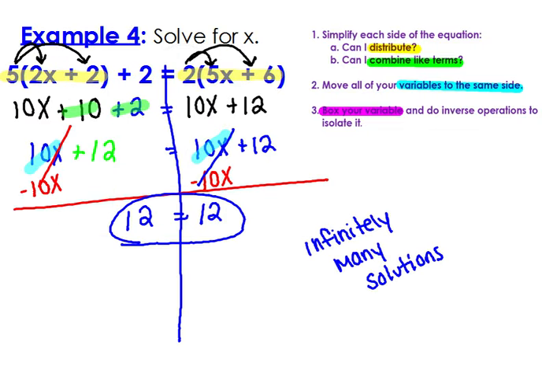So an example of when it would be no solution is if I solved all this out and got something like 12 equals 2. That's not true. So my answer in that case would be no solution. So if your x's cancel, you end up with either no solution or infinitely many solutions. But in this case it's infinitely many because again 12 does equal 12, it's true.